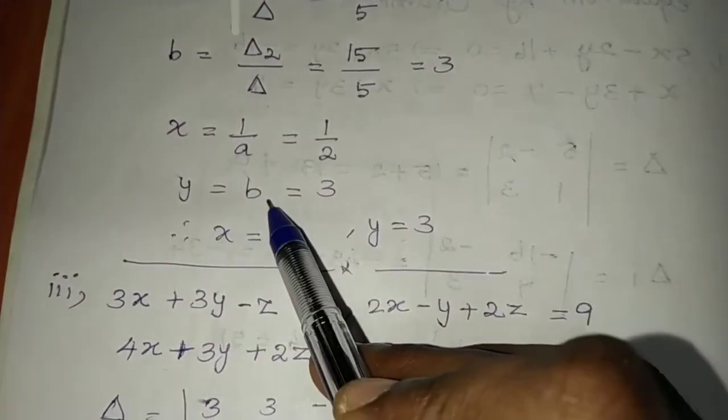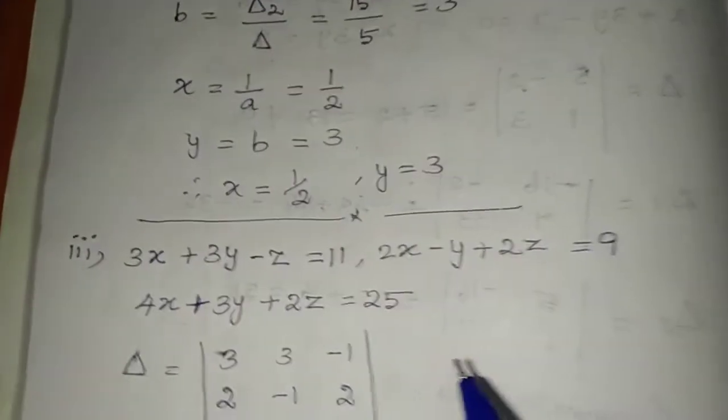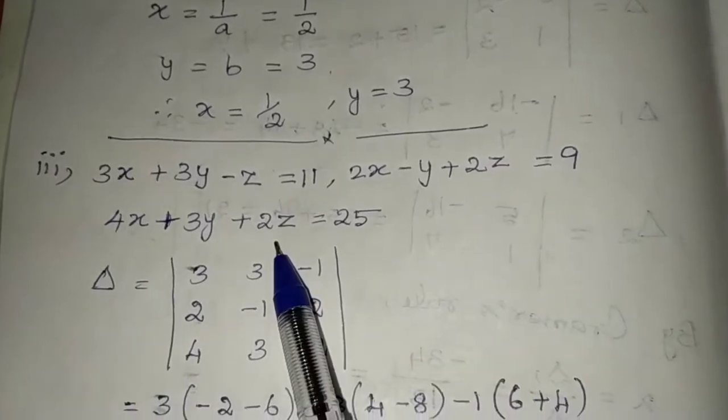y equal to the same, b equal to 3. So x equal to 1 by 2, y equal to 3.